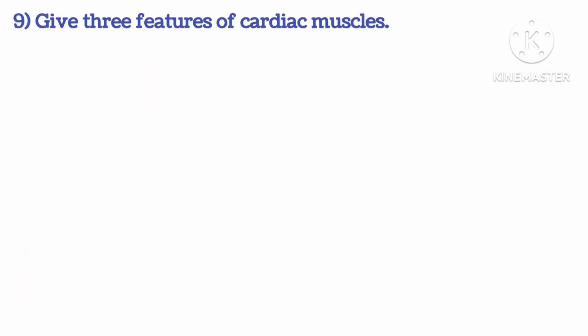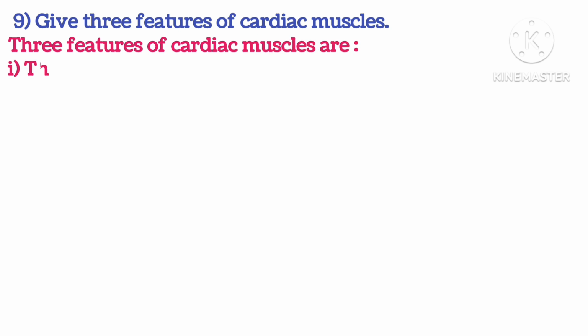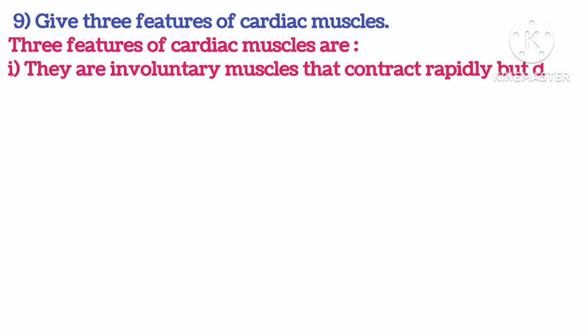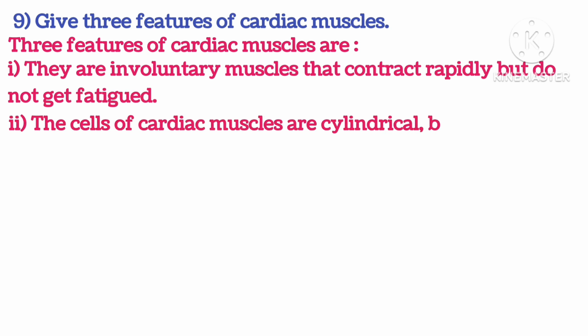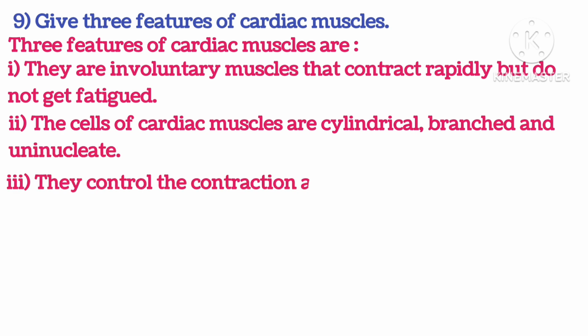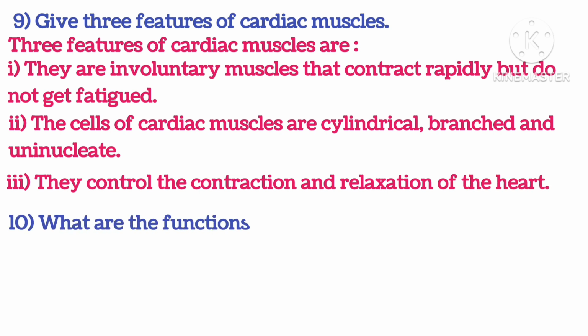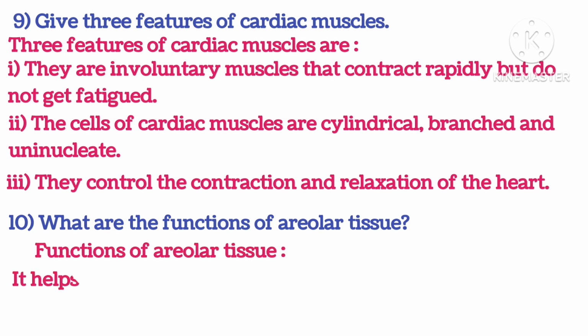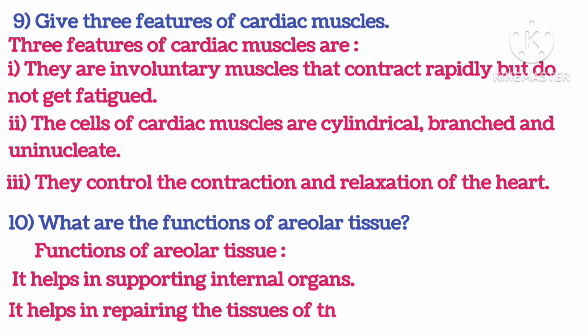Give three features of cardiac muscles. The three features of cardiac muscles are: first, they are involuntary muscles that contract rapidly but do not get fatigued. Second, the cells of cardiac muscles are cylindrical, branched, and uninucleate. And third, they control the contraction and relaxation of the heart. What are the functions of areolar tissue? It helps in supporting internal organs. It helps in repairing the tissues of the skin and muscles.